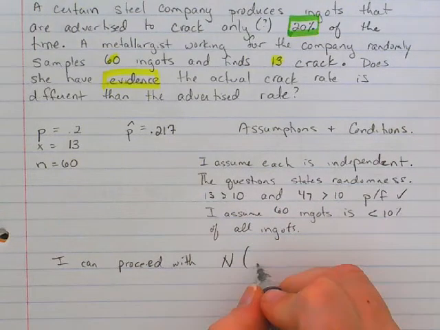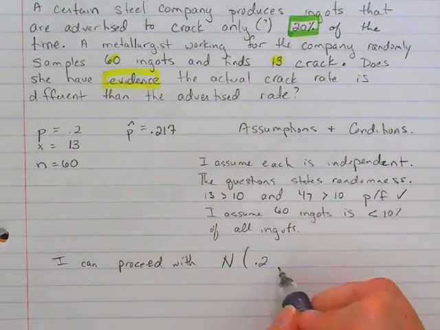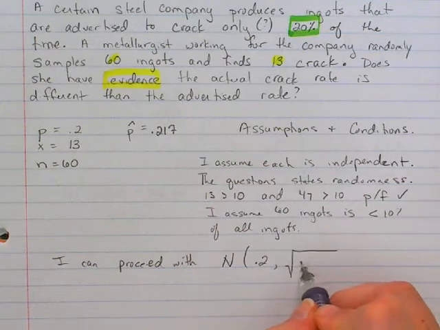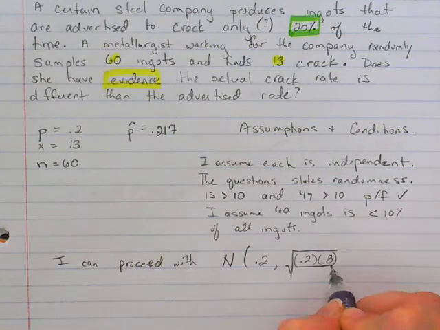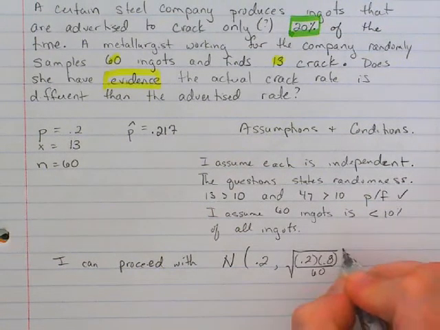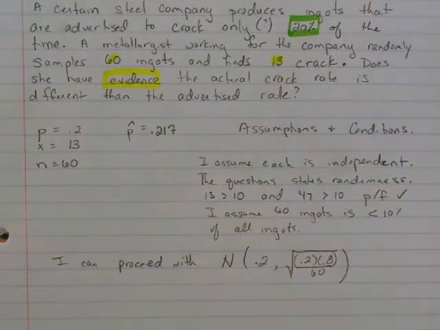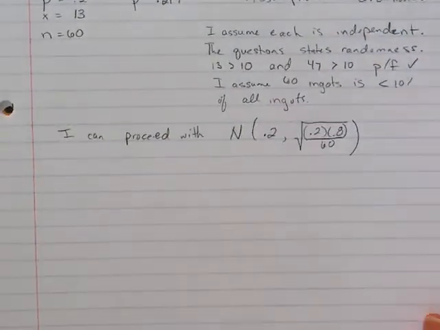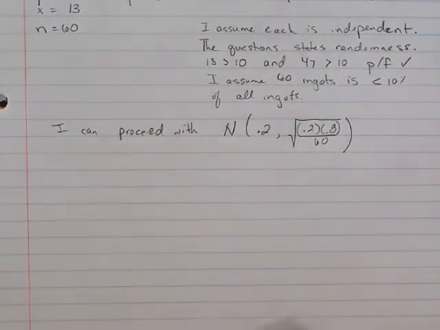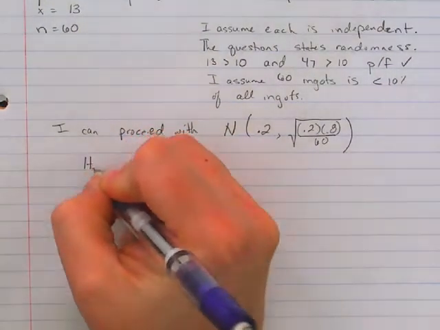Here's my normal model, 0.2, because that's my assumed value, and then my standard deviation, which would be the square root of 0.2 times 0.8 over n, which is 60. Now that I've passed my assumptions and conditions, I get to the new part. We would have moved into a confidence interval in the past. Now we're going to do a hypothesis test.